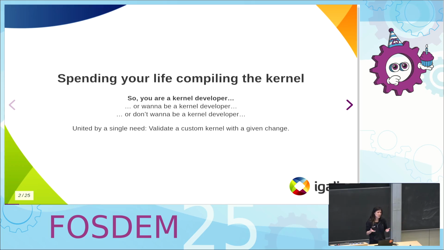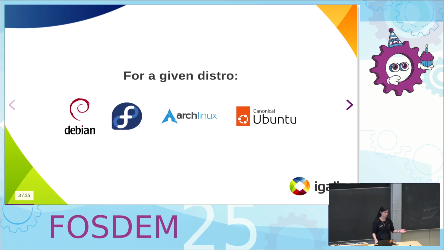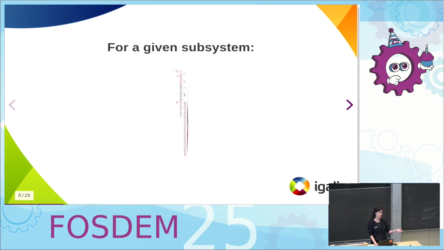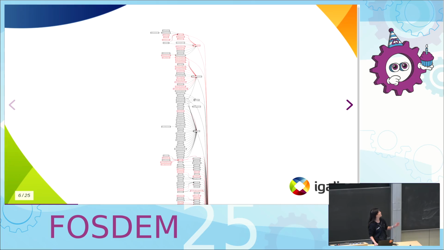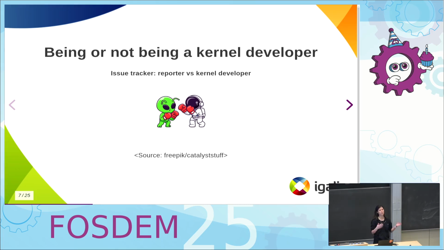You need to check if it fixed something or if it's actually improving something. And then it's a given change for a given distribution, or for a given device, or for a given subsystem. Maybe you can try to figure out the number of subsystems that we can have, and the number of threads that we can have in the kernel. So being or not being a kernel developer, at some point you could face this kind of situation.